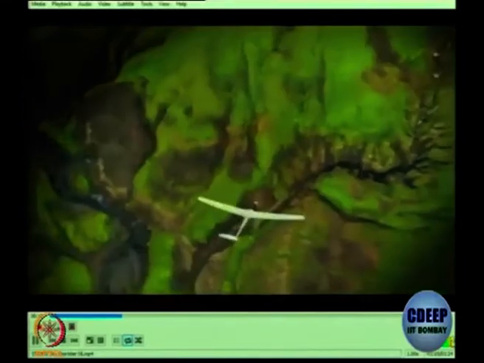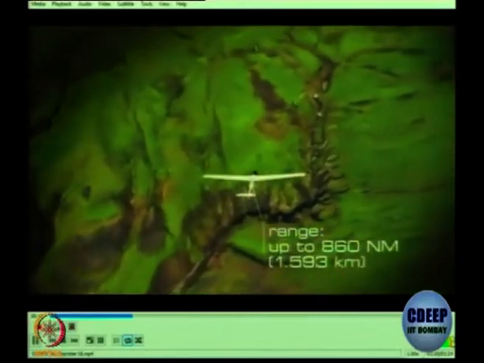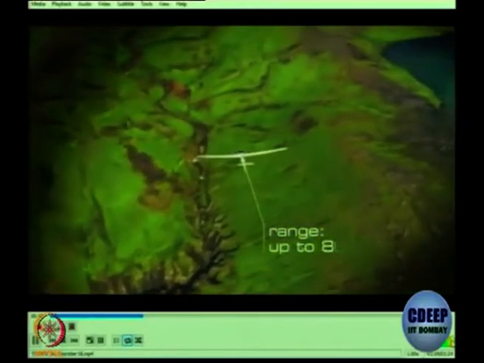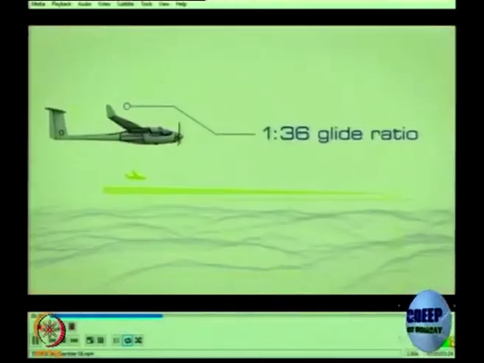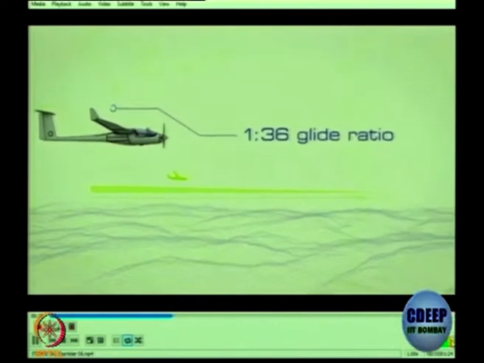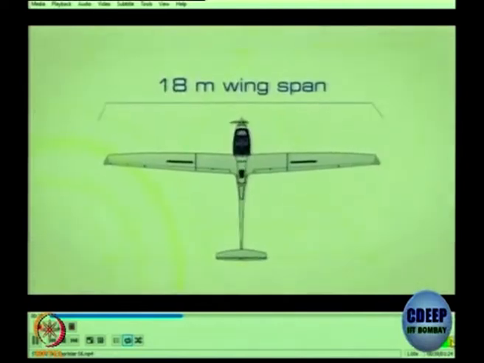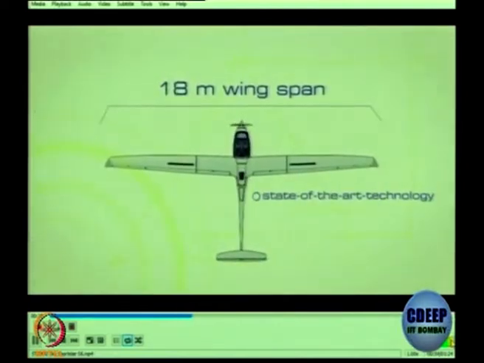This is with the engine, 1593 kilometers with the engine. So glide ratio means L by D. L by D is 36 in a glide.